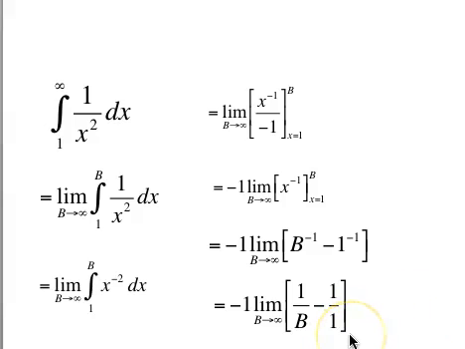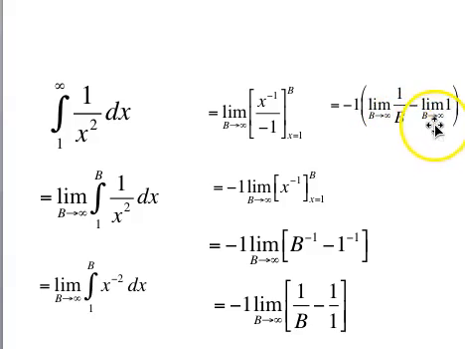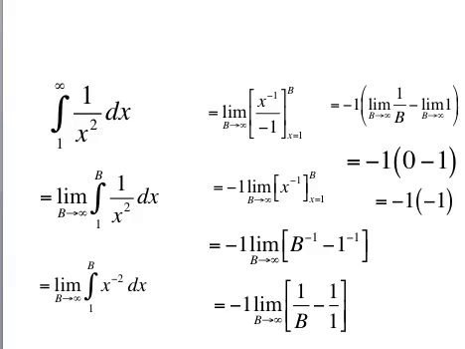Now as b goes to infinity, what happens here? 1 over a very large number, 1 over a million, 1 over a billion, 1 over a trillion. One chance in a trillion is basically 0. So as b gets large, 1 over b gets closer and closer to 0. So this limit is 0, that limit is 1. We get negative 1 times 0 minus 1, negative 1 times negative 1, or positive 1.